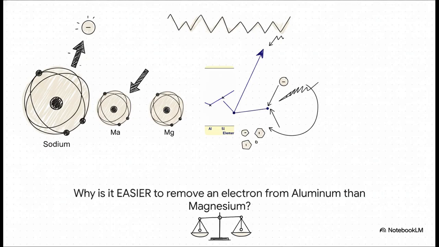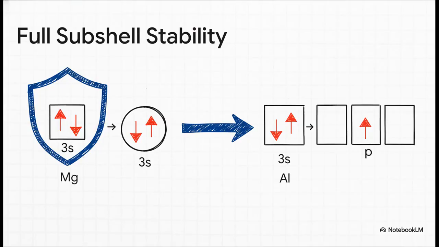Check this out. The energy goes up from sodium to magnesium just like we predicted, but then it takes a nosedive for aluminum. That doesn't fit our rule. It should be harder to take an electron from aluminum, not easier. So what on earth is going on here? The secret here is all about electron configurations, how those electrons are actually arranged.